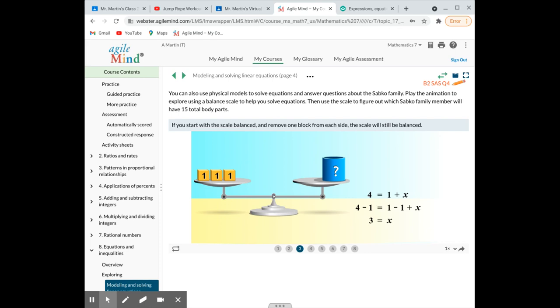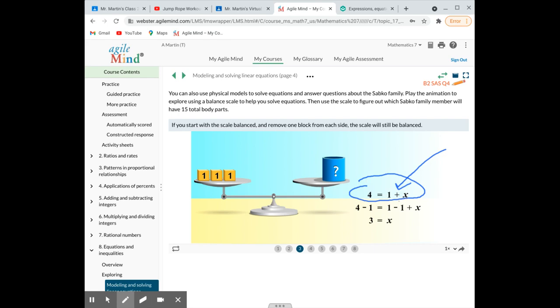Do the opposite. Yeah, do the opposite. We're undoing what's being performed to that x. And in this case, what was happening to the x? So it was being subtracted. Look at it at the beginning. What's happening right here? It's being added. That's right. 1 is being added to x.